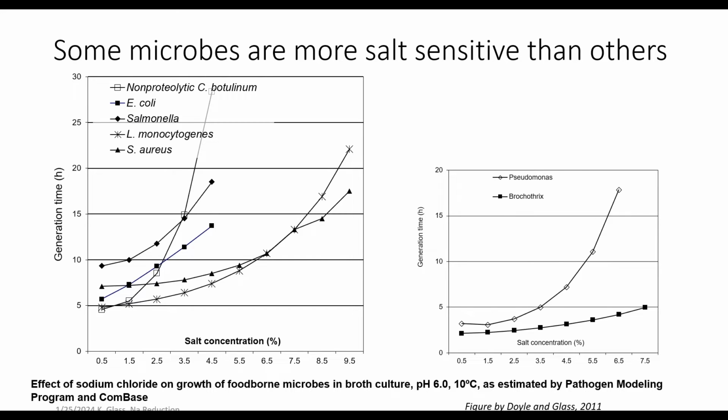As noted earlier, some microbes are more salt sensitive than others. Salt concentrations of up to 1.5% have no significant effect on the growth of pathogens. At 2.5% salt, salt-sensitive gram-negative pathogens and non-proteolytic Clostridium botulinum, as well as spoilage Pseudomonas, have longer doubling times. So higher salt has a direct effect on growth inhibition of these microbes.